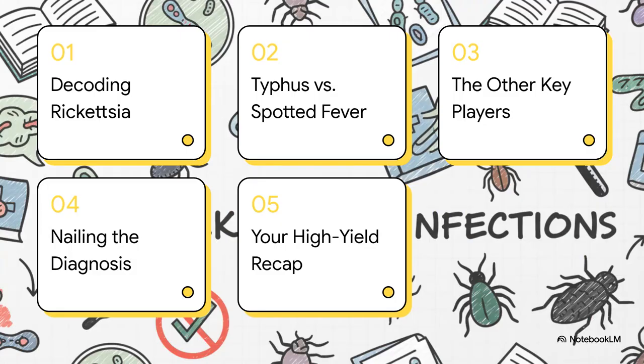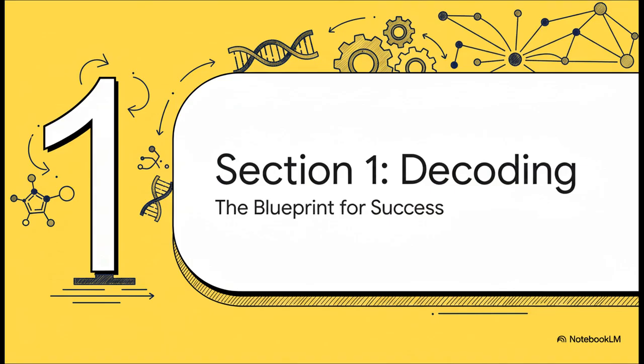Here's our game plan. We're going to move through 5 clear sections. We'll break this whole complex family of bacteria down into memorable, exam-ready pieces. Trust me, this structure is going to be your key to remembering everything when it counts. All right, let's jump right into section 1.